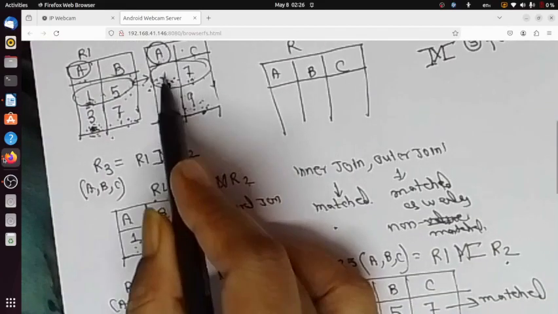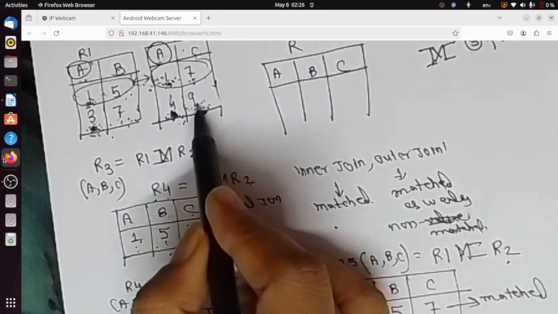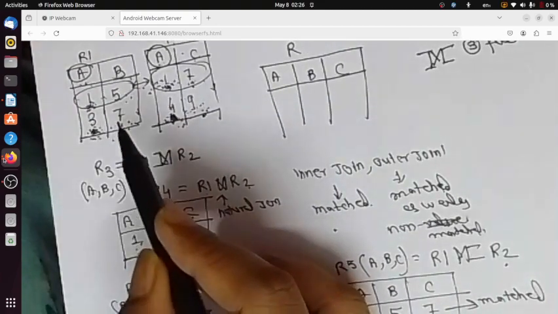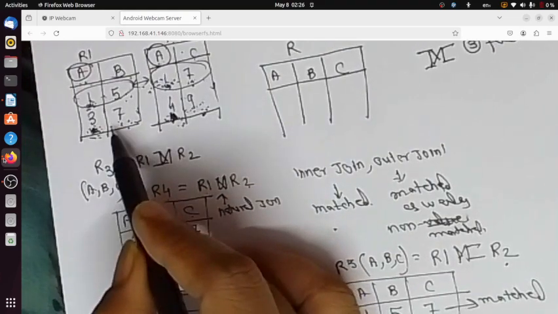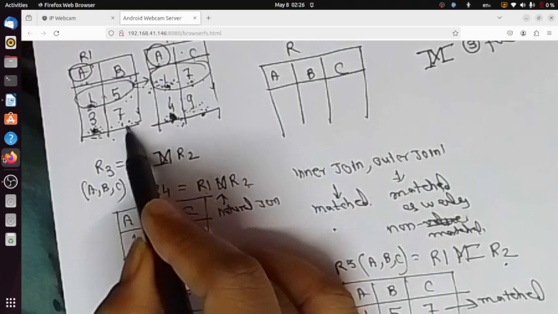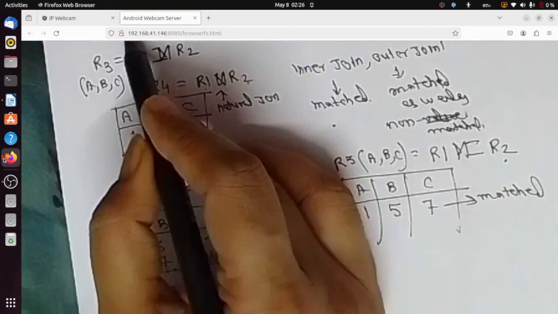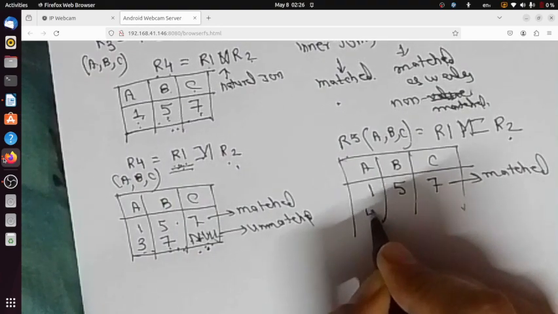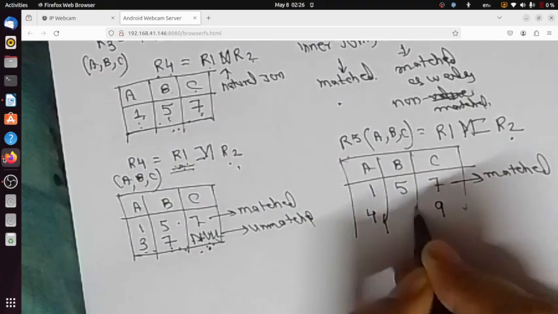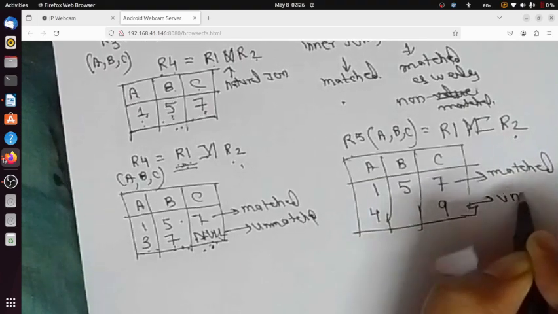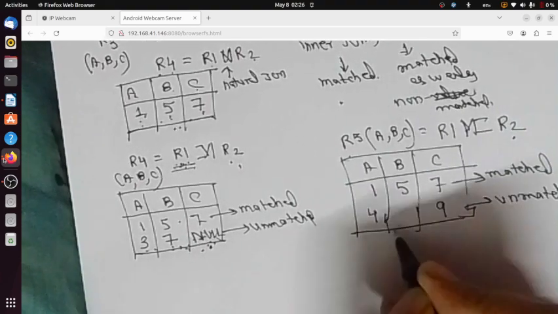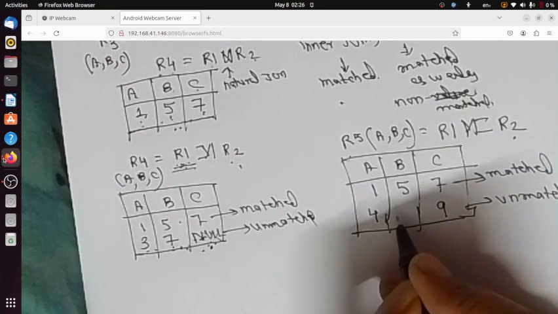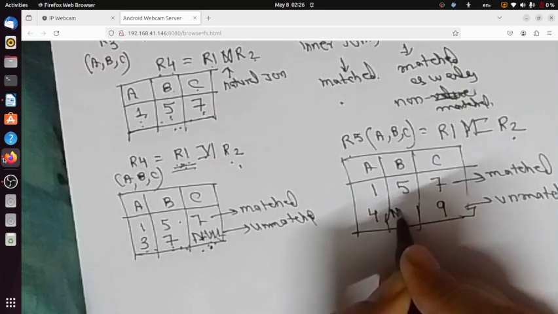So 4, 9 means the value of A will be 4 and C will be 9, and there is no matching record in R1. So for B the value will be null. So what will be the record after right outer join? A will be 4 and C will be 9. As this is an unmatched record, that means it is not matched with any of the records in R1, so the value of B will be null here.